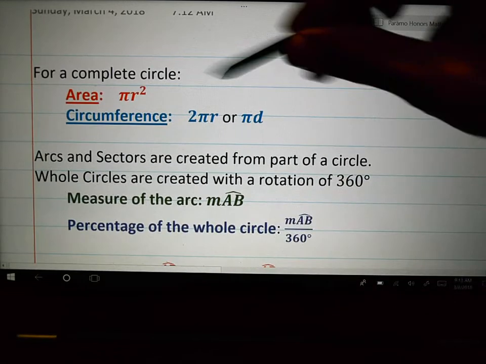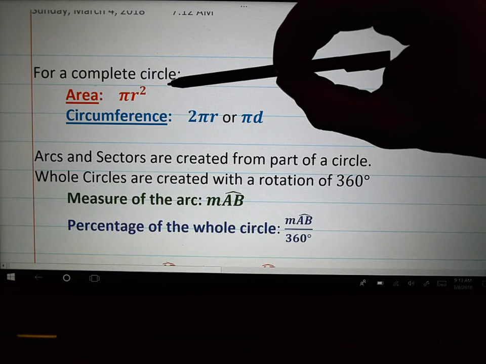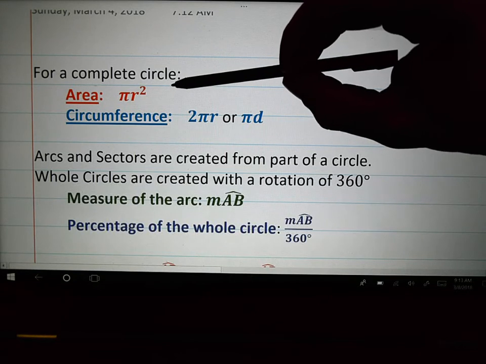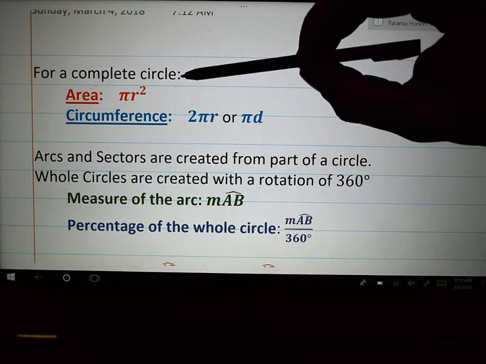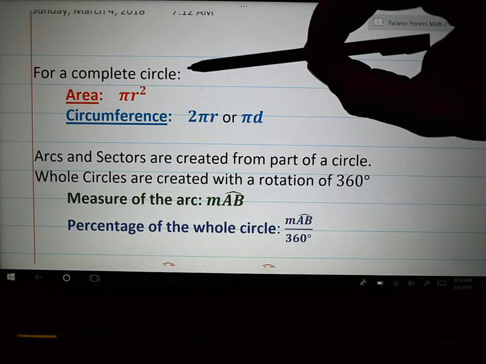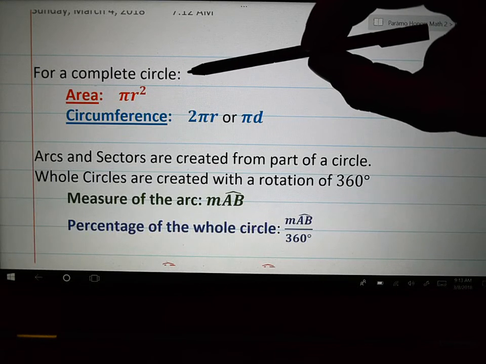You need to make sure you know the formula for the area of a circle. Notice I've been giving you some formulas. Those formulas you're expected to know. You will not get a formula sheet for this unit, not for honor students. Honor students, we expect you to know what the formulas are during this unit.